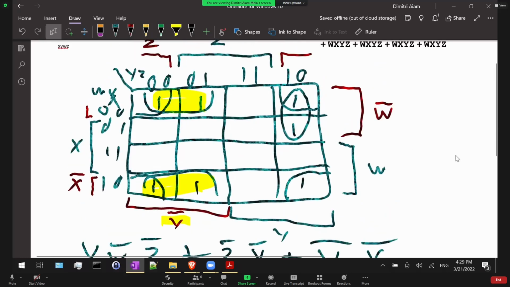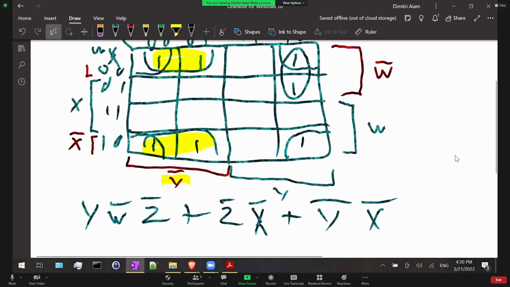So as long as we know where Y not Y, W not W, Y Z, Z not X, and X not are, it's really easy to find where the ones are, because you can basically make groups out of them.